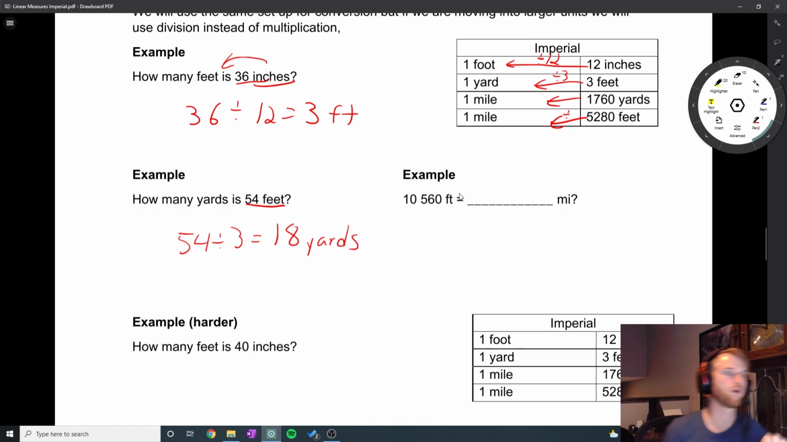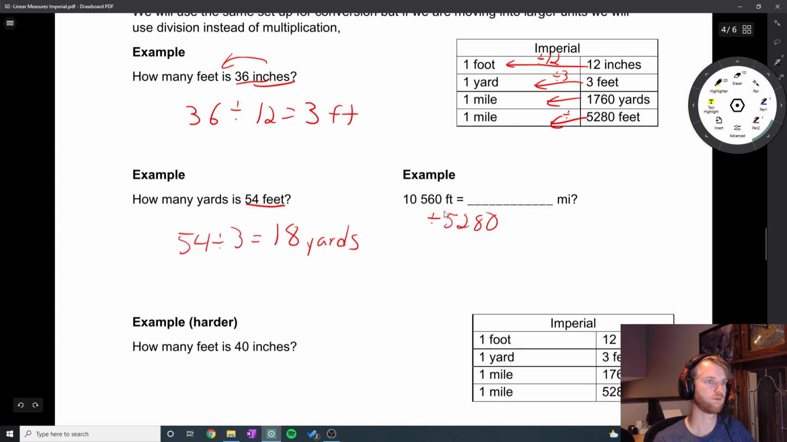And then I have 10,560 feet into miles. Okay, so starting with feet, going to miles. So I'm going from here to here. I'm dividing. I'm getting smaller. Okay, dividing by 5280. So I'm going to take that number, divide it by 5280. This divided by that, and it's just going to give me 2 miles.